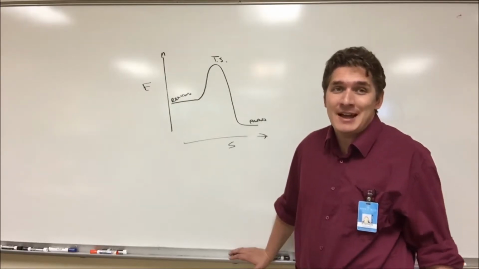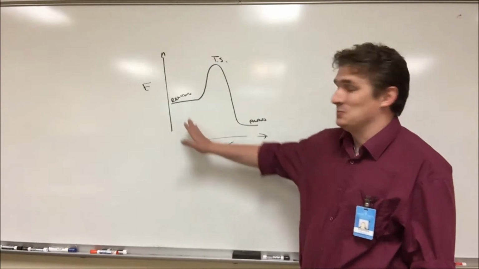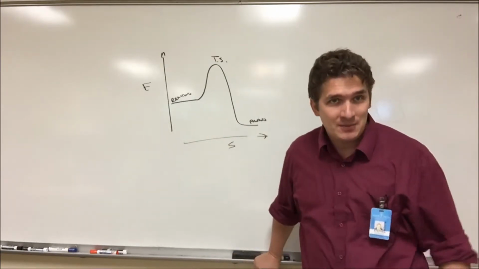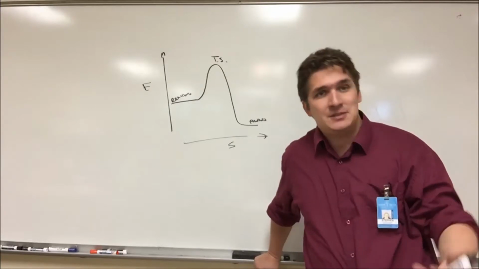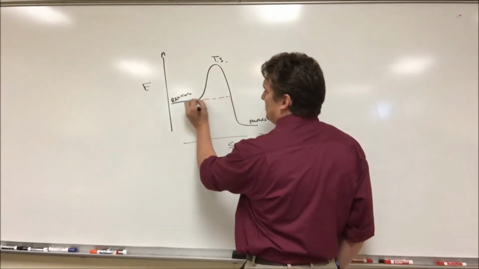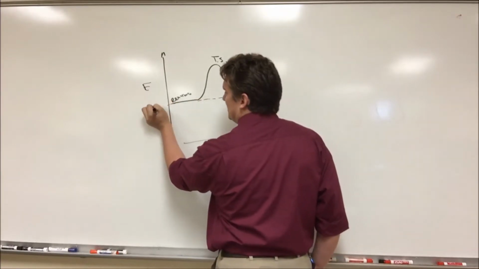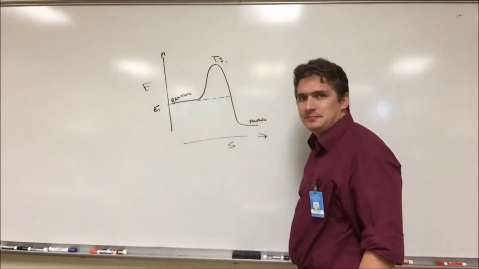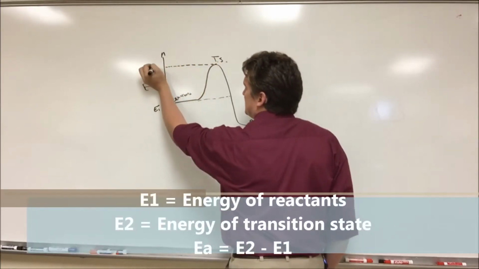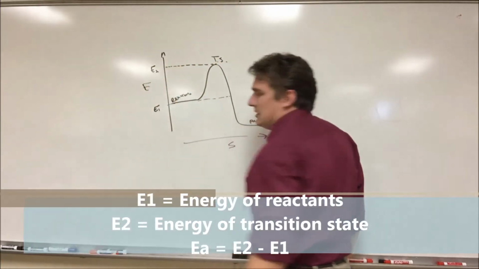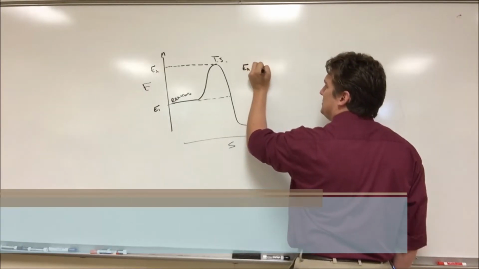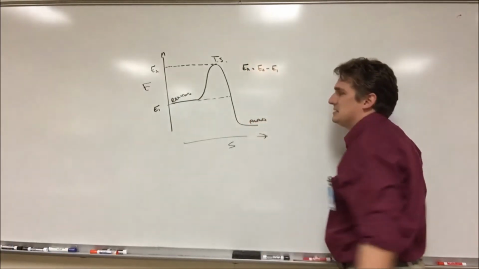Now, this is typically not done in practice because it's really hard to generate these plots without using a lot of computational work. But let's say for sake of argument you see it as a problem, and you will in tests. The reactants sit at some energy level, E1. Our transition state sits at some level, E2. So our activation barrier, EA, is simply E2 minus E1.